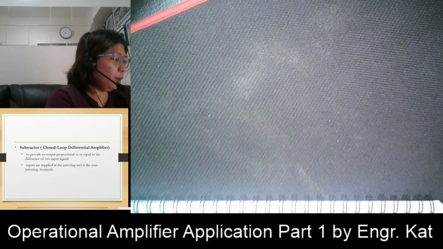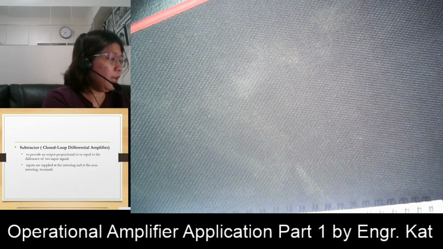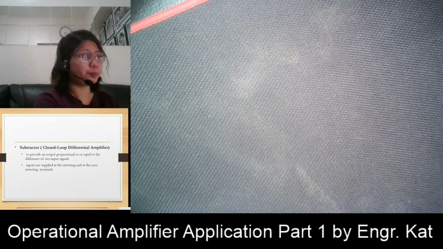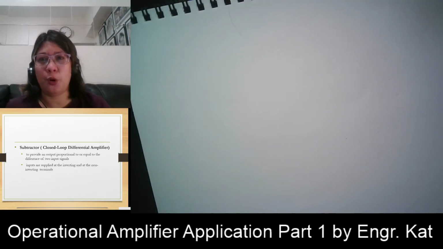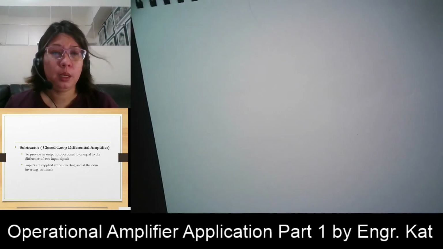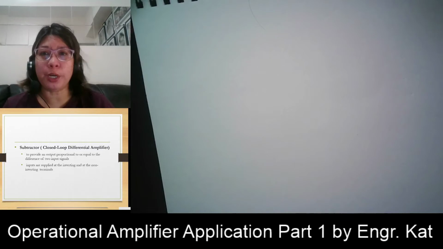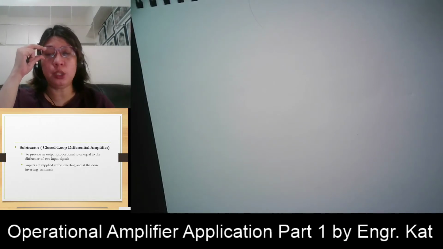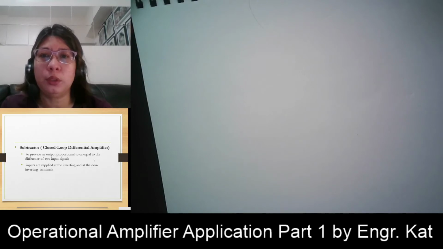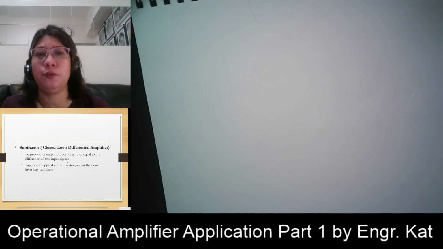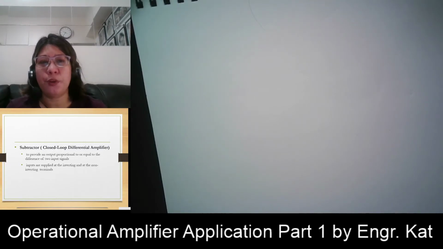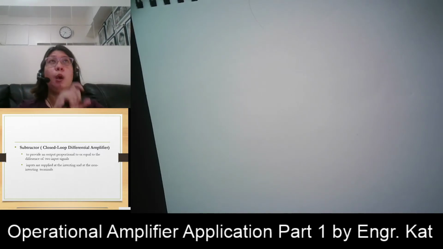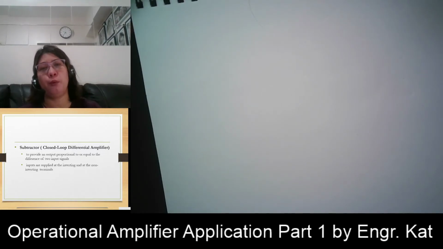Okay, so what are we going to make use of? Where are we going to place the input so that we can have your operational amplifier work as a subtractor? Okay, so a subtractor or a closed-loop differential amplifier is used to provide an output proportional to or equal to the difference of two input signals. So this time, your inputs are supplied both at the inverting and the non-inverting terminals. For summing amplifiers, all of your inputs are being placed only at the inverting terminal.